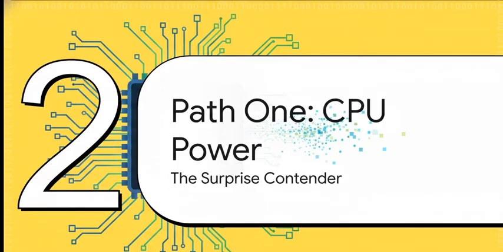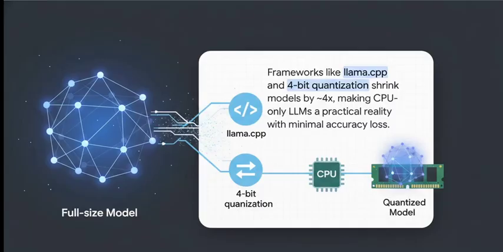All right, with all that in mind, let's dive into the first path to local AI. And you might want to brace yourself, because this is the path that almost everyone has written off for years. Running these powerful models on the CPU you likely already own. So how on earth is this even possible? Well, it's thanks to 2 key innovations, a framework called llama.cpp and a technique called 4-bit quantization.